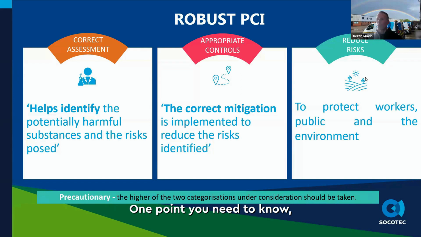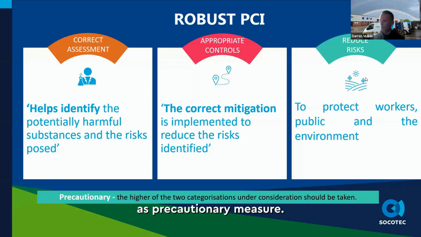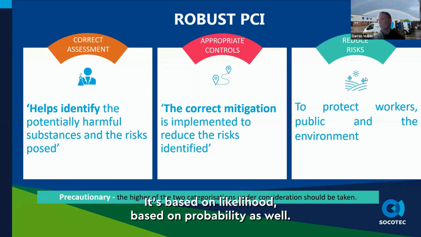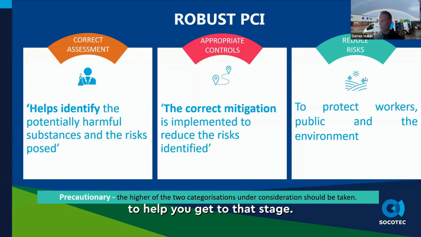One point you need to know: when we are categorising sites, it has to be precautionary. So if you're unsure whether or not there is a risk because you don't have enough information, the higher of the two categories usually should be taken as a precautionary measure, and it's based on likelihood, based on probability as well. And all that, multiple lines of evidence to help you get to that stage.